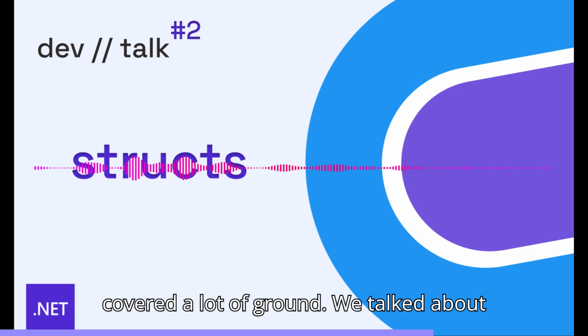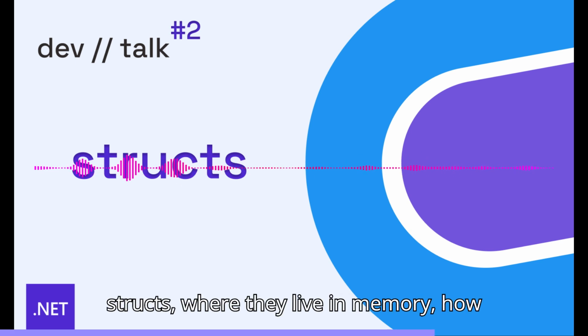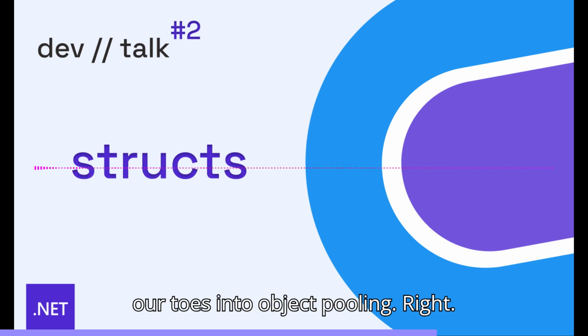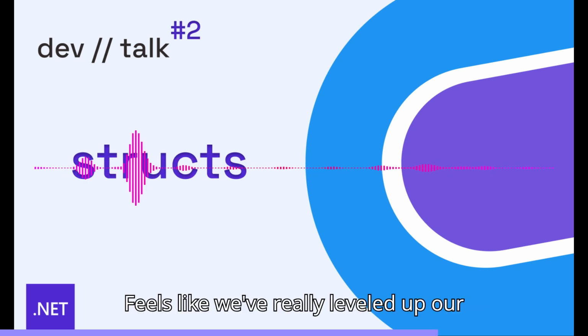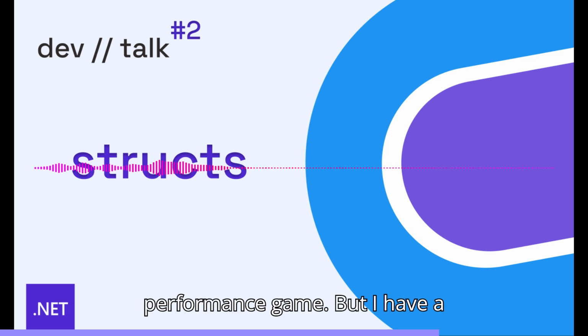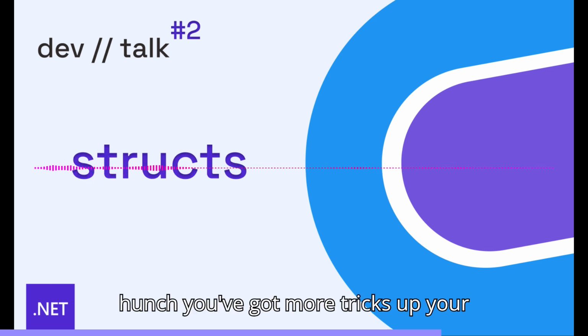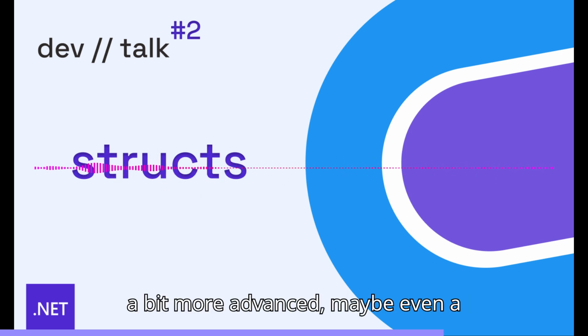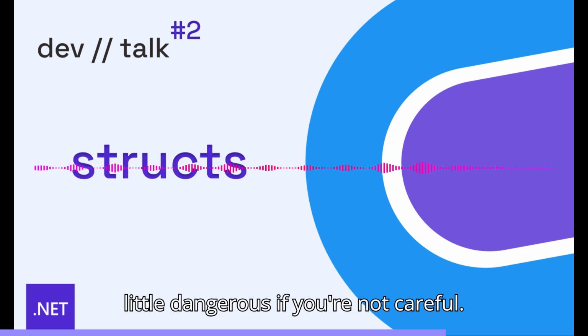All right, so we've covered a lot of ground. We talked about structs, where they live in memory, how to use them effectively. We even dipped our toes into object pooling. Right. Feels like we've really leveled up our performance game. But I have a hunch you've got more tricks up your sleeve. Oh, you know me too well. There's one more area I wanted to touch on. It's a bit more advanced, maybe even a little dangerous if you're not careful.